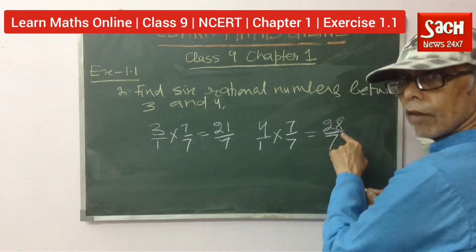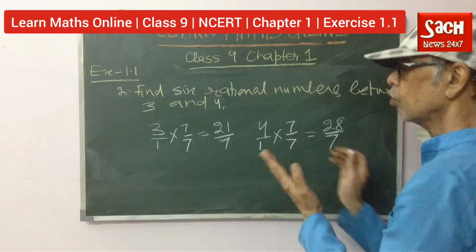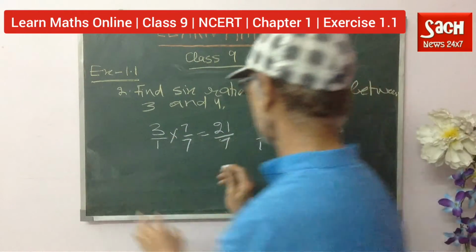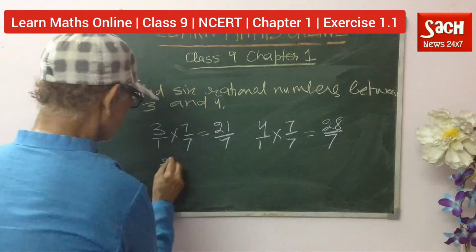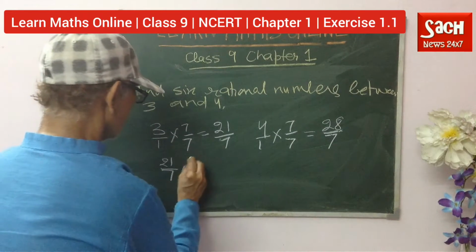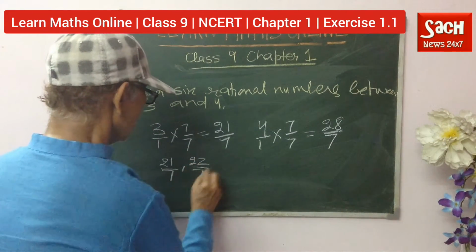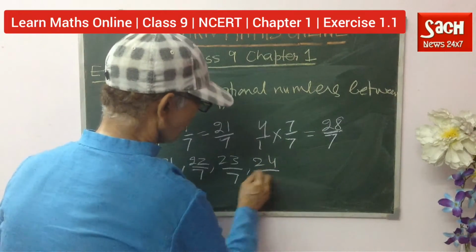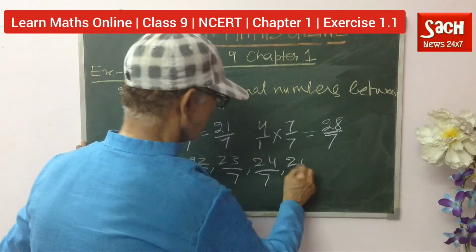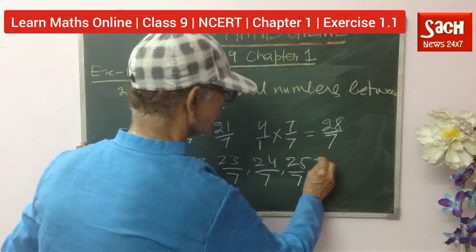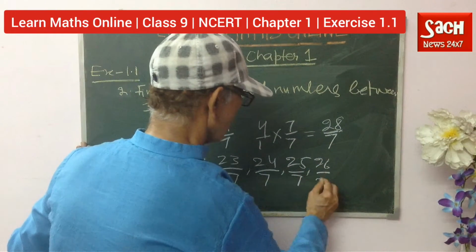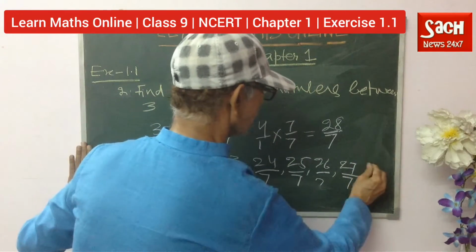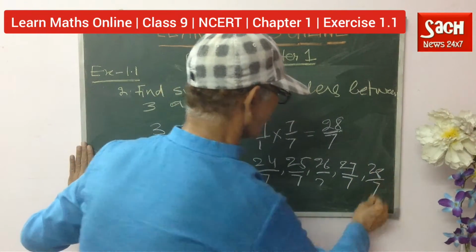Divide 28 by 7, it would be 4. So we have to find the numbers between 3 and 4. So write 21 by 7, then 22 by 7, 23 by 7, 24 by 7, 25 by 7, 26 by 7, 27 by 7 and 28 by 7.